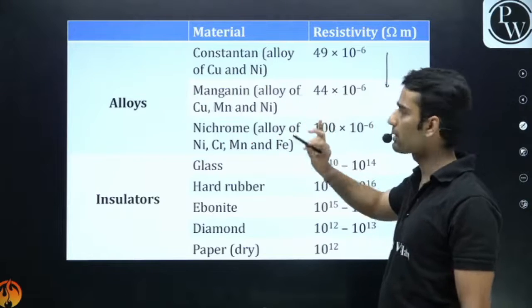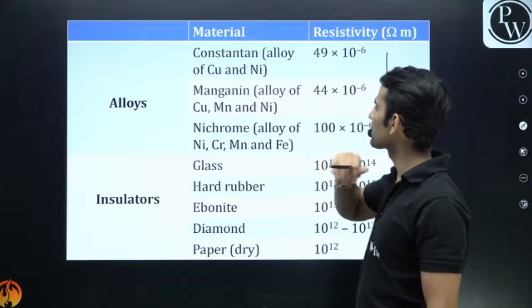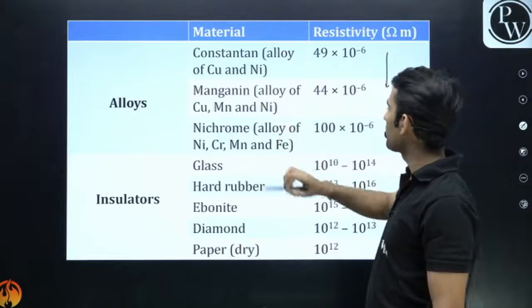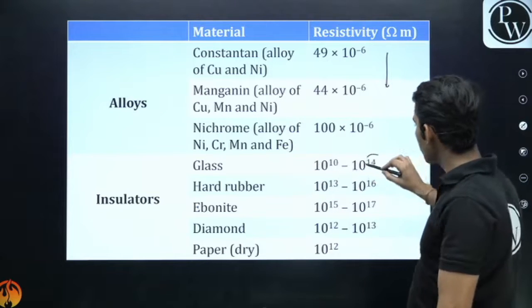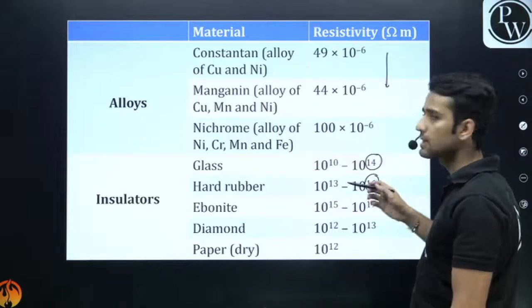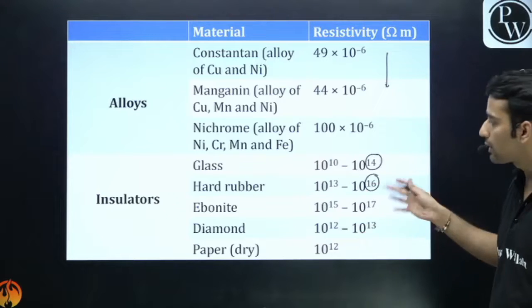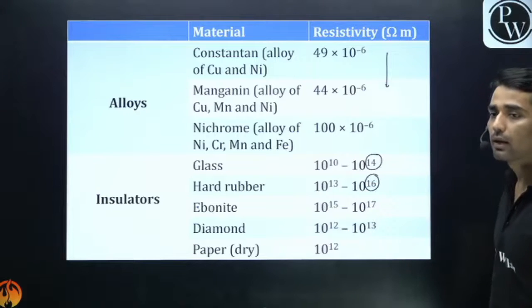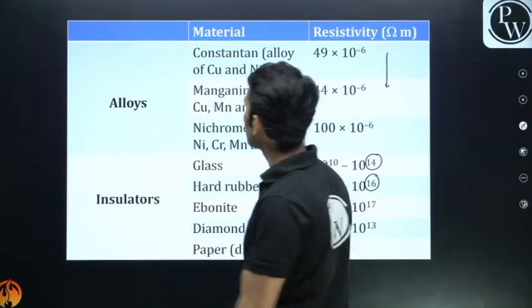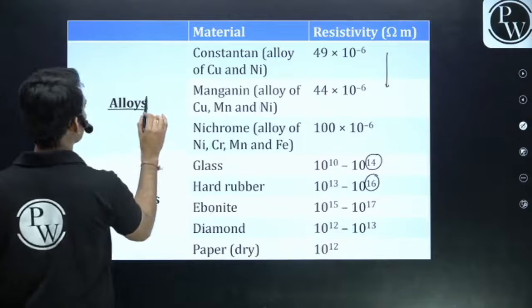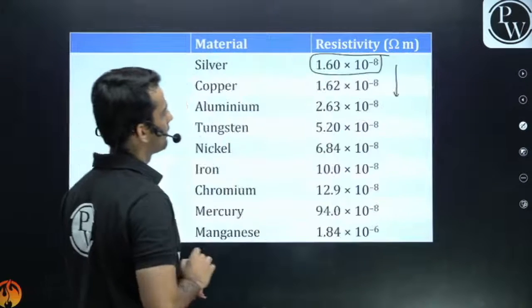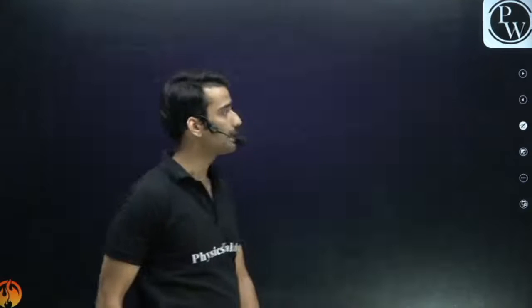This is just for your exam, just to examine, right? Nichrome, manganese. But for insulators, you can see the value has gone too high. That's why they are insulators. They won't conduct anything. Clear guys? So we have conductors, alloys, and insulators.